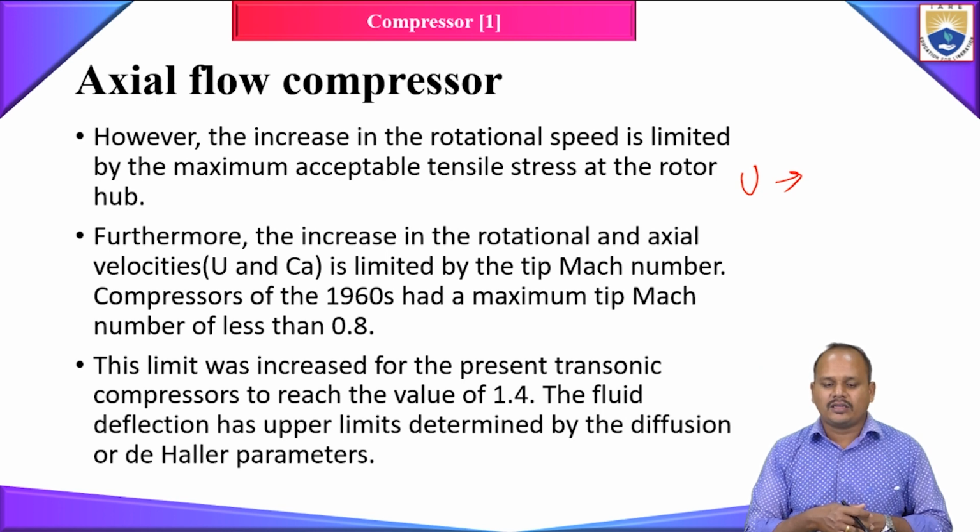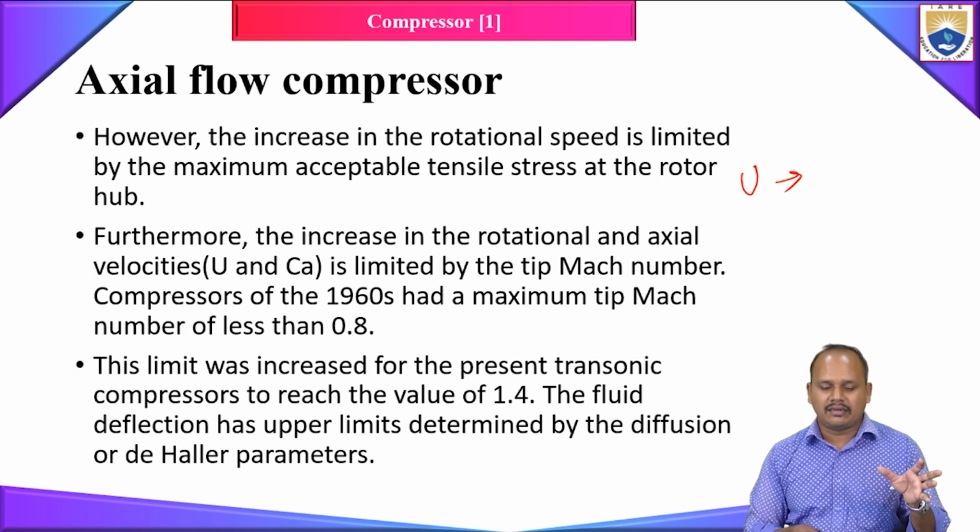If it is going to cross the yield limit, you will have permanent deformation or damage of your compressor blade. So this maximum tensile stress generated on the rotor blade is basically limiting the speed at which I can rotate my rotor blade. That maximum tensile stress is limiting the speed.